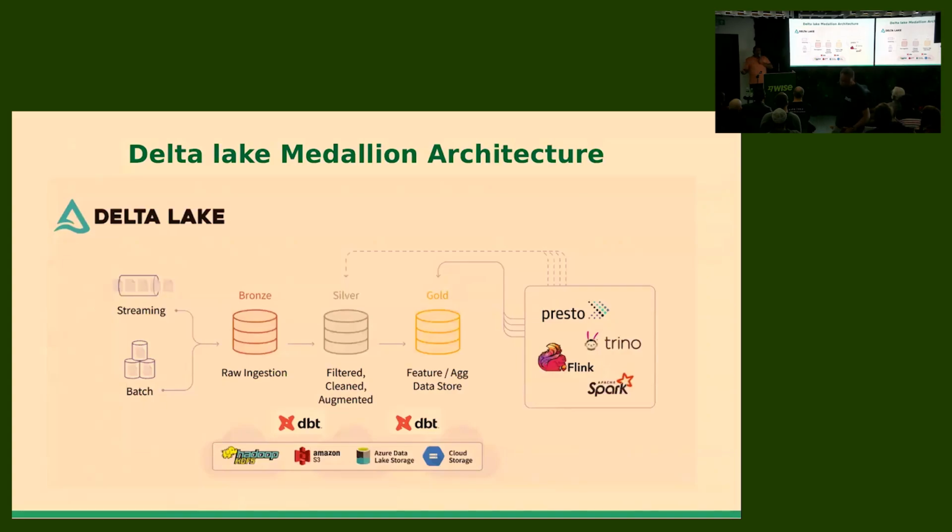The second layer is called silver. In the silver layer, what you do is you pull more data, you clean the data, and then you make sure it is ready for consumption. So it's kind of like you're preparing the data, right?